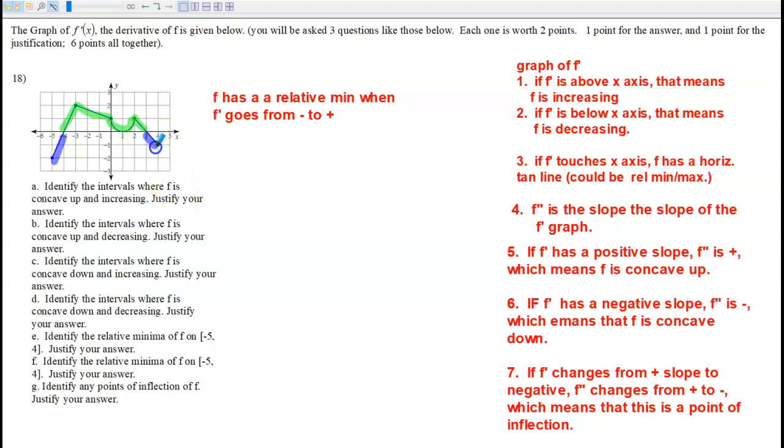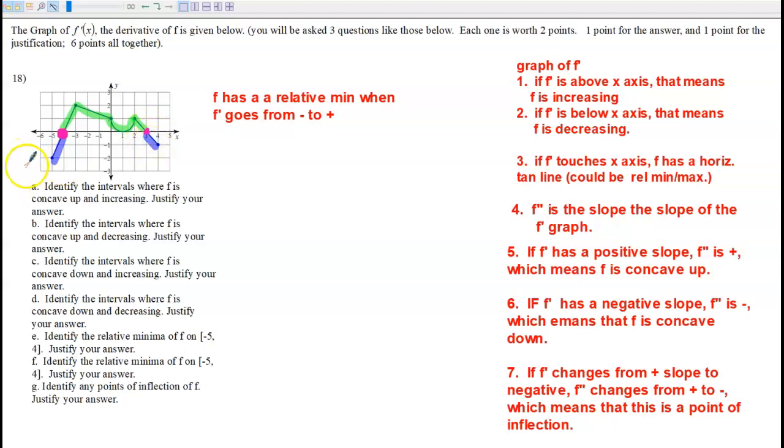And then the blue parts are where f prime is below the x-axis, and that's where f prime is negative. So at what point does the slope change, or f prime change, from negative to positive? Well, I would say that there's only one point where that happens, and it's right here. At that point, we go from being below to above. This point over here goes from above to below.